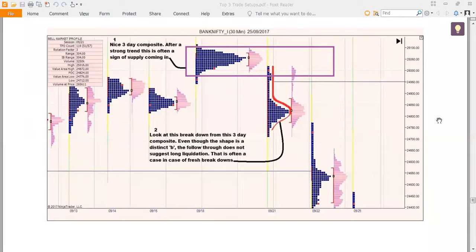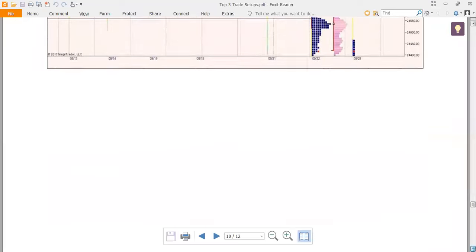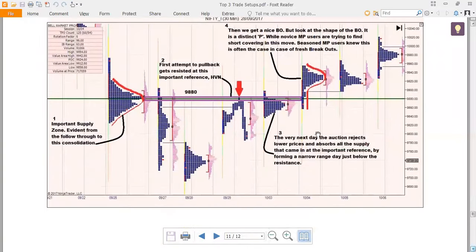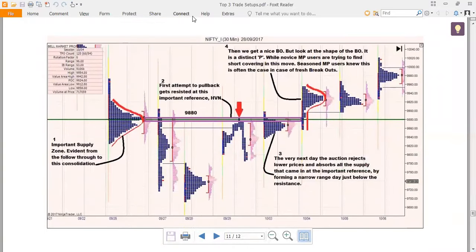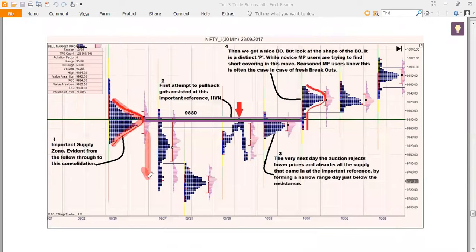Okay, let's look at an example of a breakout. Okay, so here again, an interesting chart. You see that a sideways move was happening, composites were forming, and then we move sharply lower, a nice elongated profile, and that immediately tells us that supply was coming in this particular zone. So this becomes our supply zone. We marked it. 9880 is the level, the HVN, but you cannot just look at one number, you have to look at a zone.